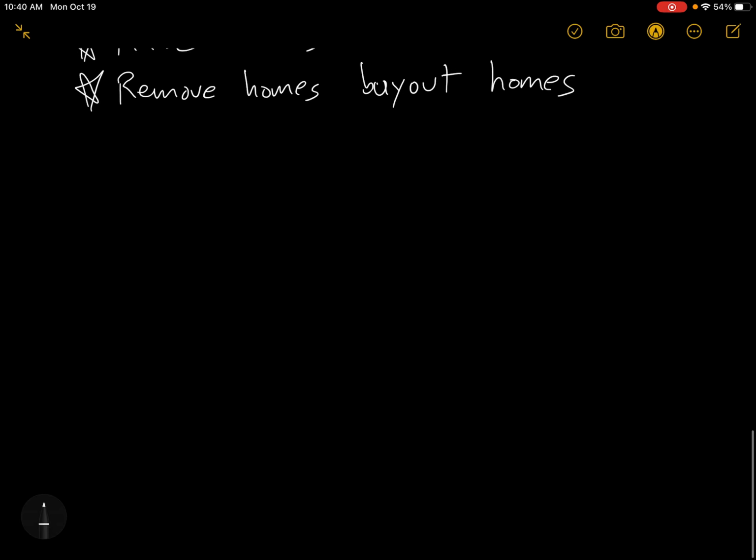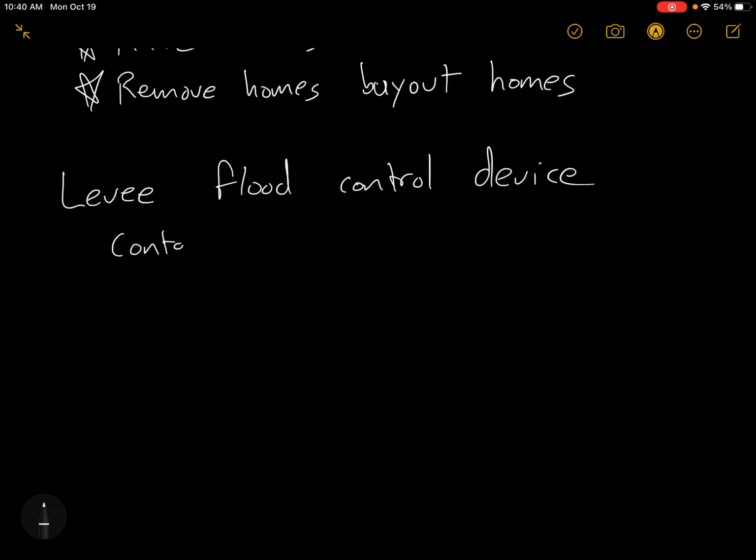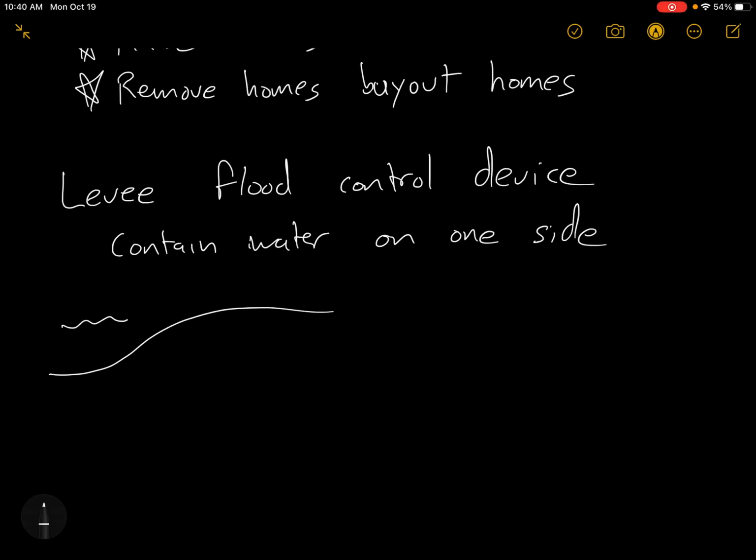Now, we're going to talk a little bit more about levees. A levee is a flood control device that is pretty popular, and a levee is built to contain water on one side. So it's a wall. You picture a river here. You might have a big wall that's built next to that river, and that is the levee. This is a river right there. So levees can do this.